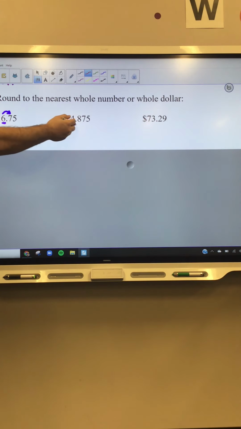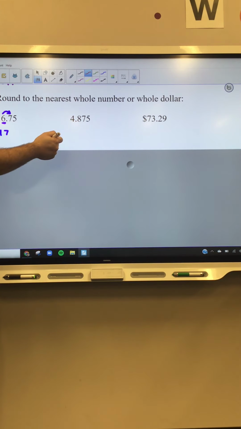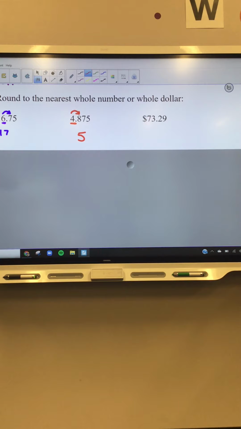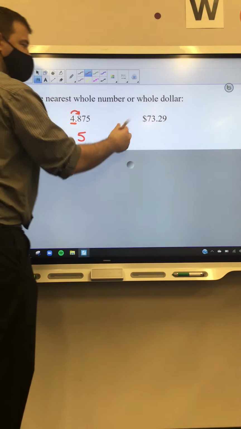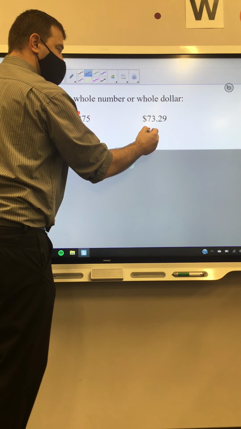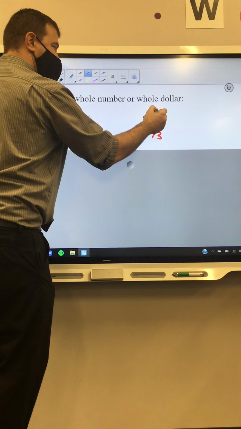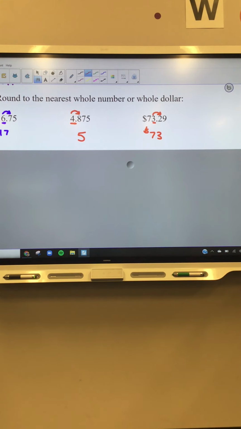Abby, what'd you get for 4.875? I got 5. You rounded up to 5? That's my whole number, and I'm looking at the next one over. You're right, that's large enough to say it's close to another whole number. David, what'd you get for 73.29? $73, right? If we're looking here, that's not enough of a dollar to say it's close to another whole dollar. Good? Oh yeah, take a seat.